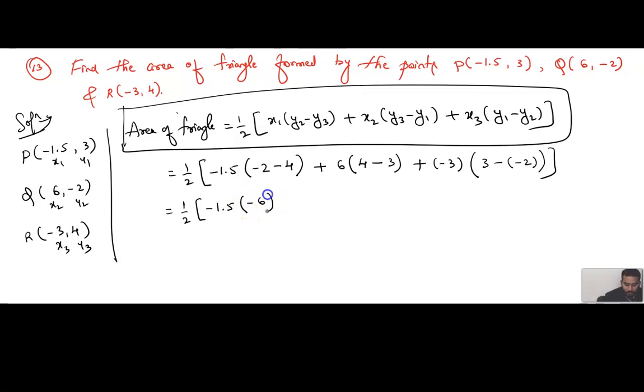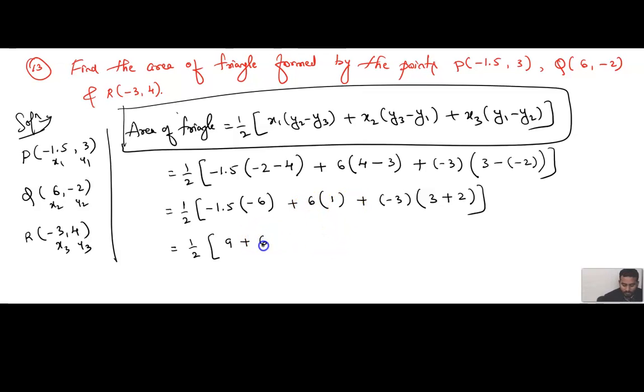That is nothing but minus 6. Next, plus 6 into 4 minus 3 is 1. Next, plus as it is, minus 3 also as it is, into 3 minus into minus is plus 2, close the bracket and main bracket. That is equal to half into minus is plus 1.5 into 6. How much, children? 1.5 into 6, that is 9. It is plus 9. Plus into plus is plus. It comes like 9.0. 9.0 means 9.